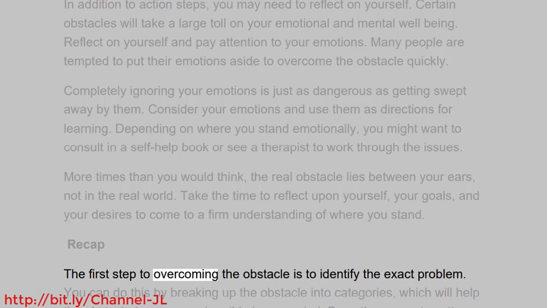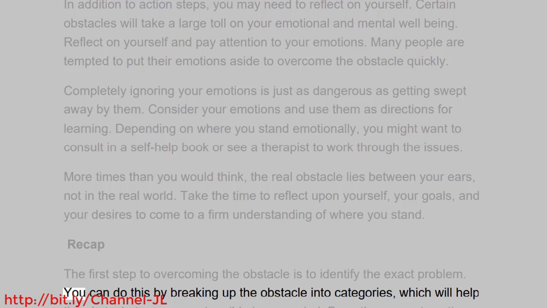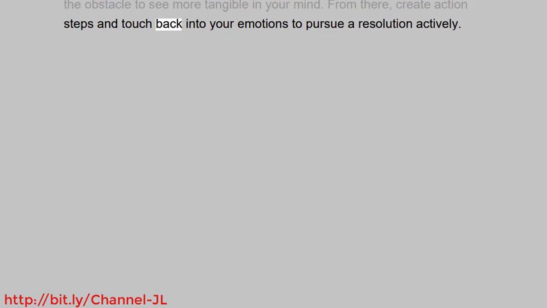Recap. The first step to overcoming the obstacle is to identify the exact problem. You can do this by breaking up the obstacle into categories, which will help the obstacle to seem more tangible in your mind. From there, create action steps and touch back into your emotions to pursue a resolution actively.